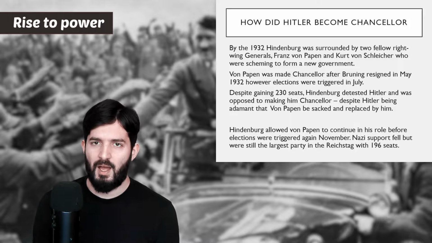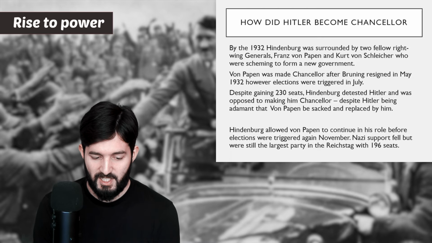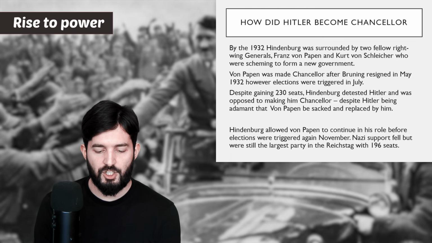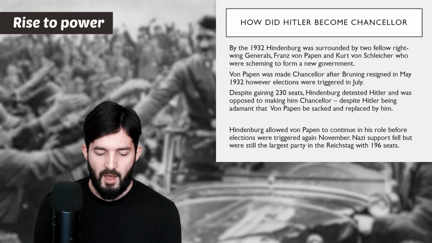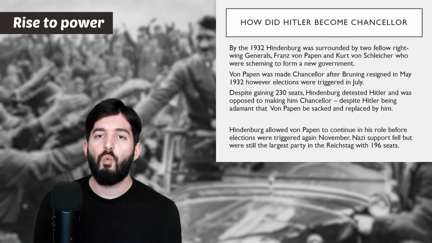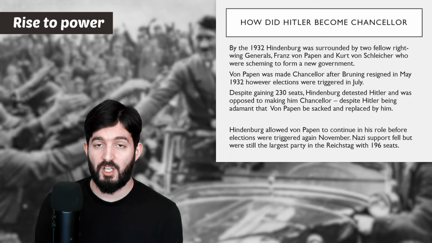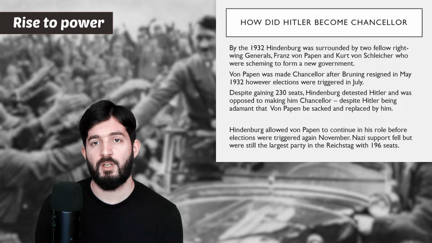Now, having no majority in the Reichstag, von Papen cannot do a particularly good job, and so after Brüning resigns, elections are triggered 2 months later in July 1932. What these three men were not predicting is that those elections would return a significant Nazi victory.